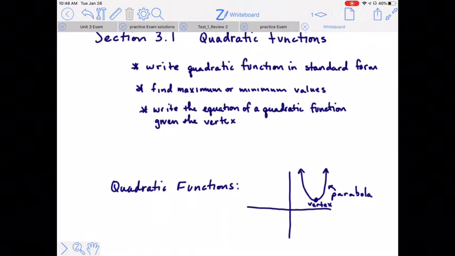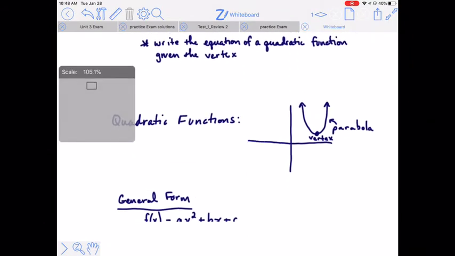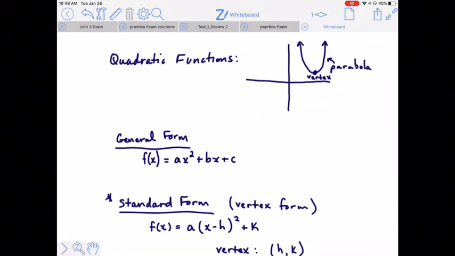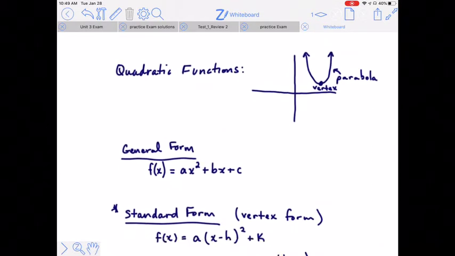So either the function has a minimum value or it has a maximum value, and that's what we're going to be finding in that learning target. So that's the graph of a quadratic function. It's a parabola. The equation of quadratic functions, we're going to be looking at two different forms in this lesson. One of them is the form that's maybe more common, the general form ax squared plus bx plus c. But the form we're going to focus a little bit more on today in this lesson is what's known as the standard form, also known as vertex form.